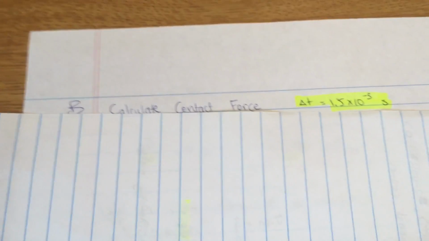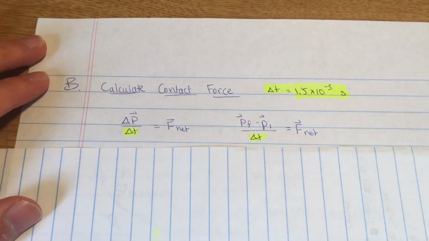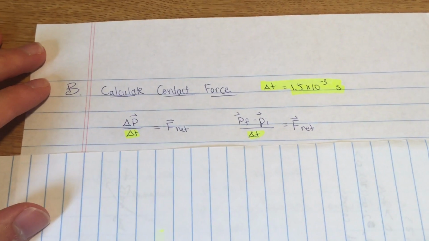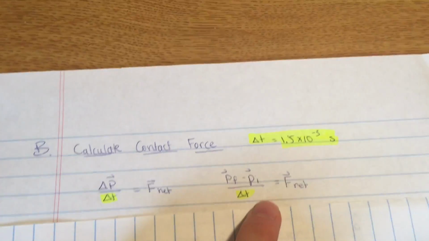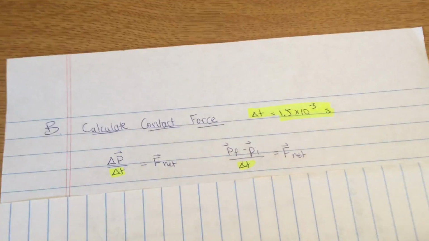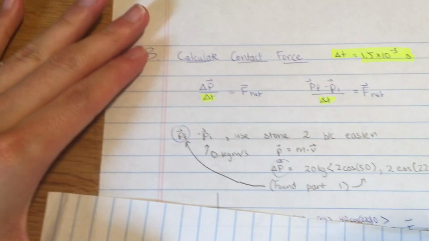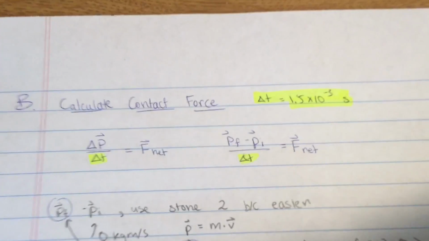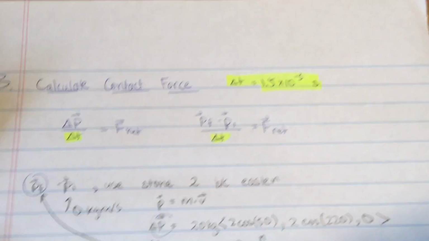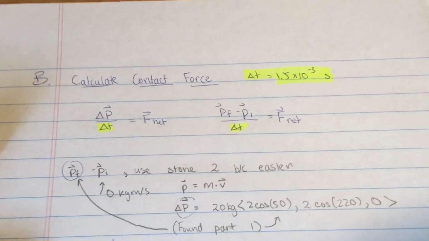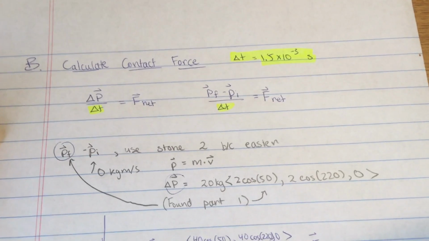Okay. Part B of the problem was simply calculating the contact force, given delta T is 1.5 times 10 to the negative third. So we know the change in momentum over change in time is equal to force, and P final minus P initial divided by delta T equals the net force. So this is pretty easy. All you have to do is take the final momentum minus the initial momentum of any of the stones divided by the change in time of the contact, and then we will have the net force.